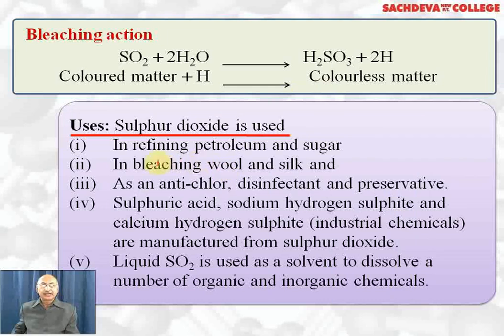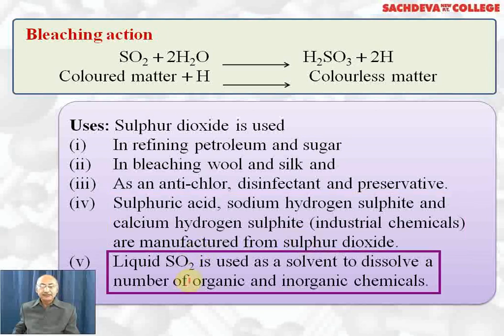Uses of sulfur dioxide: it is used in refining of petroleum and sugar. Sulfurless sugar means sugar where sulfur dioxide has not been used as a bleaching agent. It is used in bleaching wool and silk, and as an anti-chlor. Anti-chlor means it removes chlorine. It acts as a disinfectant and preservative. Sulfuric acid, sodium hydrogen sulfite, and calcium hydrogen sulfite, which are industrial chemicals, are manufactured from sulfur dioxide. Liquid sulfur dioxide is used as a solvent to dissolve a number of organic and inorganic chemicals.